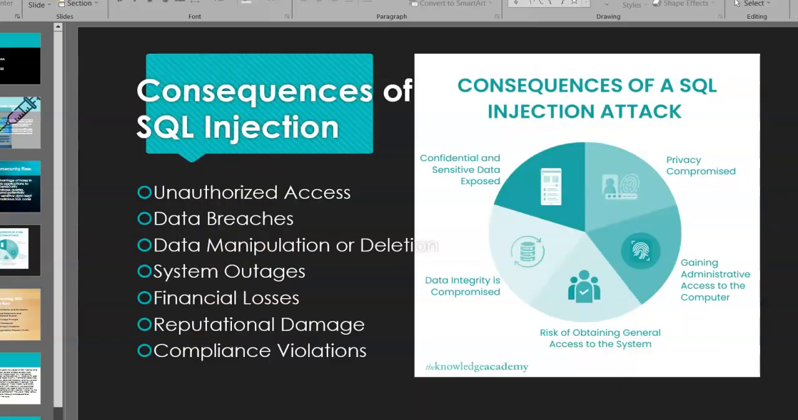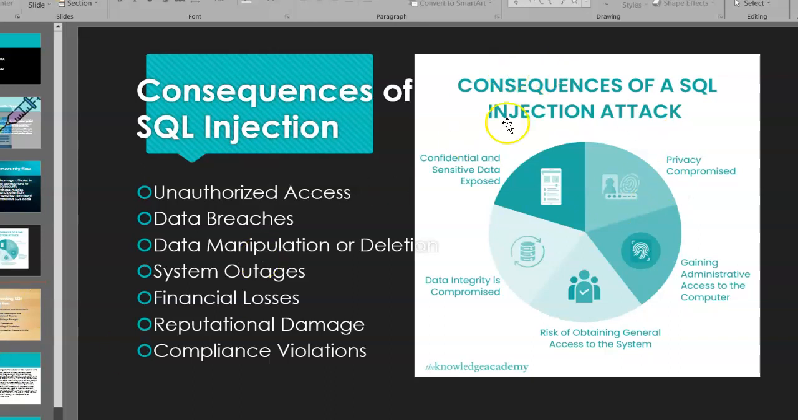Let's go ahead. Suppose your SQL is injected. What are the consequences of it? How is it going to affect you? The implications of a successful SQL injection attack can be devastating. Attackers can tailor database queries to fit their malicious goals. They can steal confidential data, modify or even destroy it, and undermine the stability of your systems.